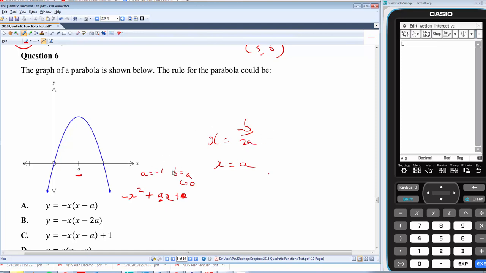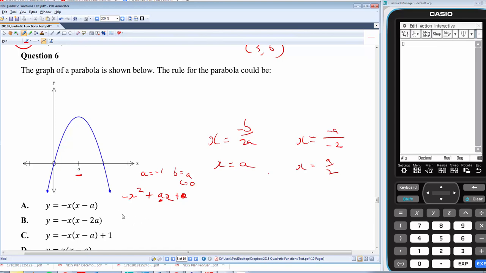Now what I'm going to do is sub in my values. So b is a, so I'm going to write x equals negative a, and for 2a, I'm going to do 2 lots of what a is, which is 2 lots of negative 1. 2 lots of negative 1 is negative 2. So that's equal to a on 2. That's not the axis of symmetry. The axis of symmetry is a.